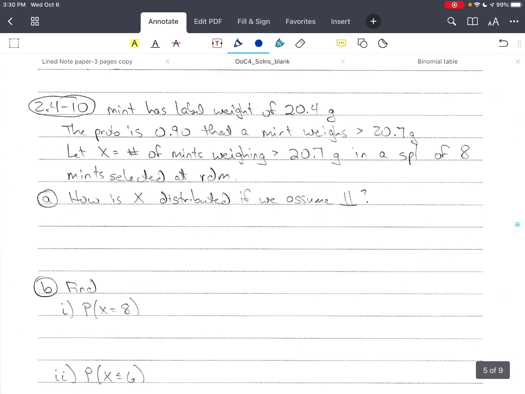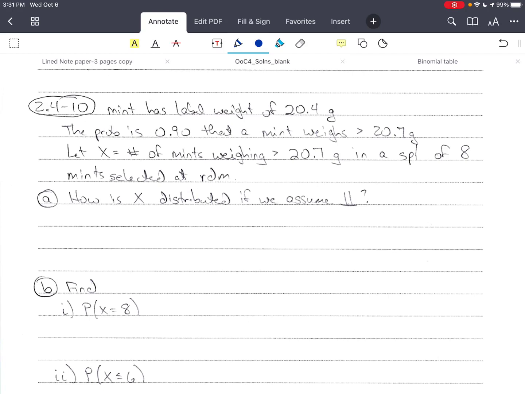The next problem in this exercise set is 2.4-10. Now, it's important that we be very careful with reading this so that we understand what kind of problem this is. Of course, it's in section 2.4, so we know that this is going to be binomial. However, we should be able to identify this even without knowing which section it's in.